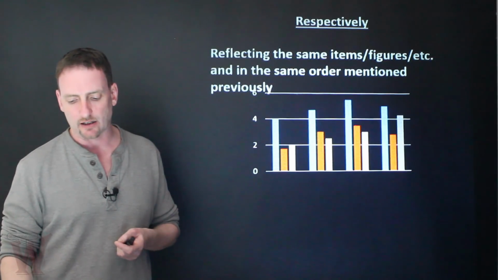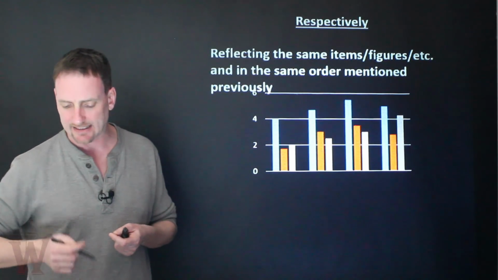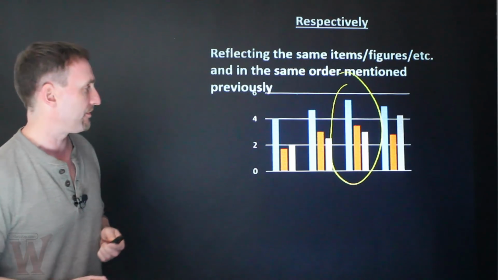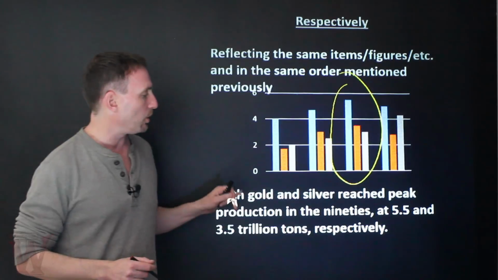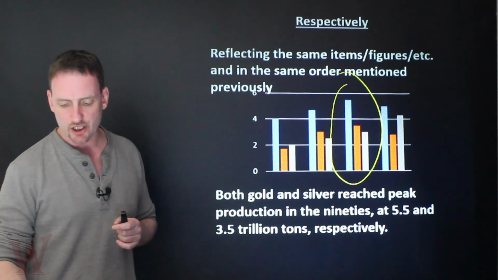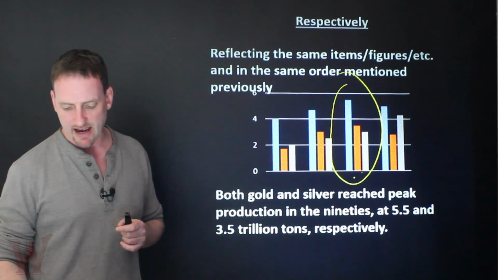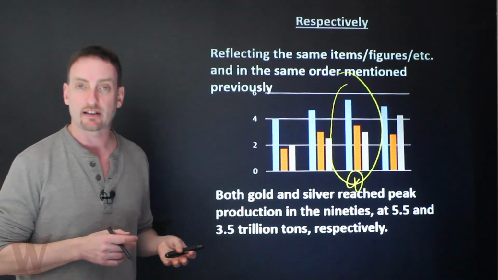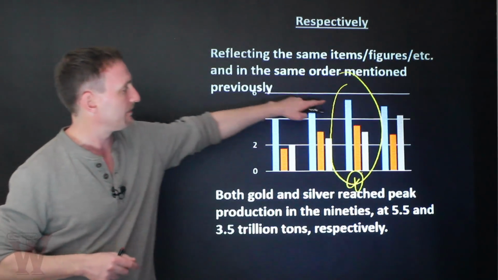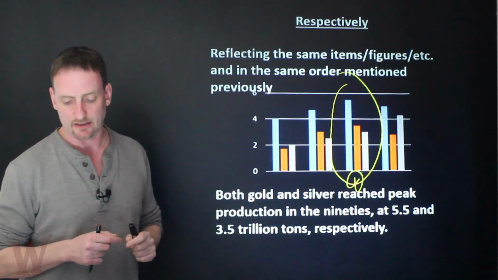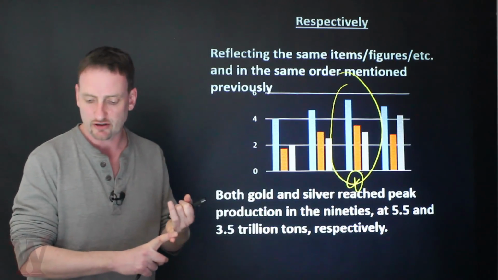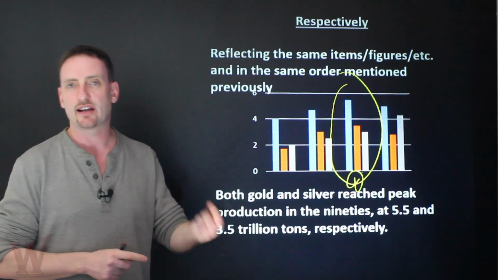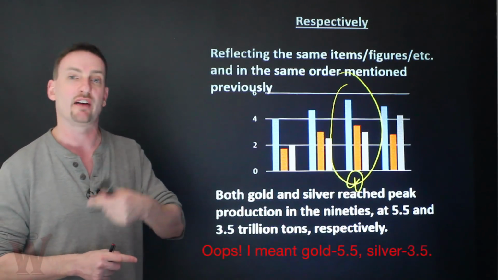So we're going to look at production of gold, silver, and platinum, I think. And then we're going to concentrate on this part of the graph, okay? So both gold and silver reached peak production in the 90s, which is this graph, at 5.5 and 3.5 trillion tons respectively. So we're talking about the peak here and the peak here of gold and silver. I mentioned gold first, and I mentioned gold's number first, 3.5. I mentioned silver second, and I mentioned silver's number, 5.5, second.